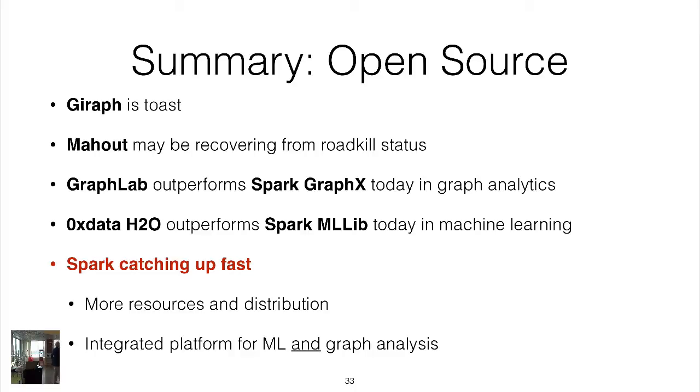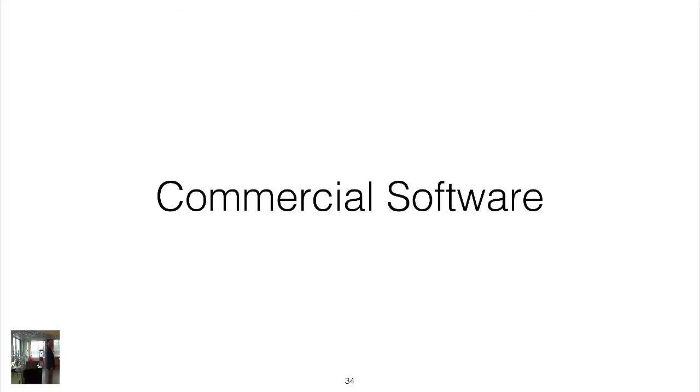Spark has much more in the way of money and distribution, which is what drives these things ultimately. And being an integrated platform for machine learning and graph analysis gives them an inherent advantage over the products that just do one or the other. So let's take a quick look at a number of commercial offerings.